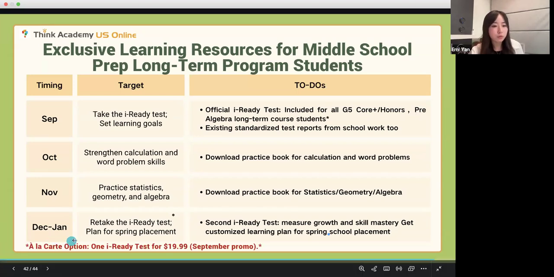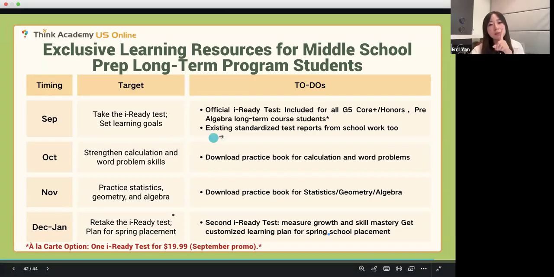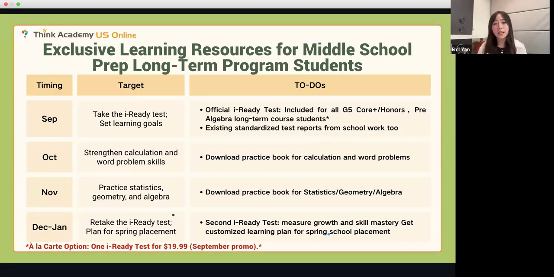And then when we get to December and January, we're gonna retake the iReady test and then plan for the real spring placement exam that's gonna happen in the fall. So what are you going to do? First of all, in September, you take the official iReady test. It's already included for all the grade 5 core plus and honors courses, as well as grade 6 pre-algebra long-term course students. So please double check your email, we already sent it out.